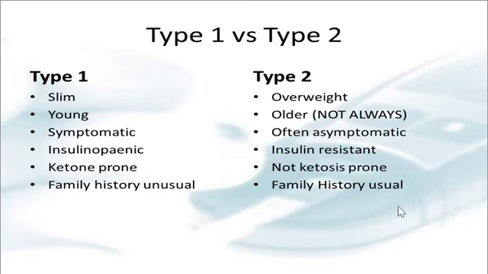Comparatively, in type 2 diabetes, generally there are people who are older, they tend to be overweight. Now, as you will realize, we now have a childhood obesity problem, and as a result of that, we're going to come to a point in time where we're going to have a lot of children who have type 2 diabetes, not type 1 diabetes. Generally, type 2 diabetics are often asymptomatic, they are resistant to insulin, and they don't generally suffer from ketosis as much, and there's generally a family history of type 2 diabetes.